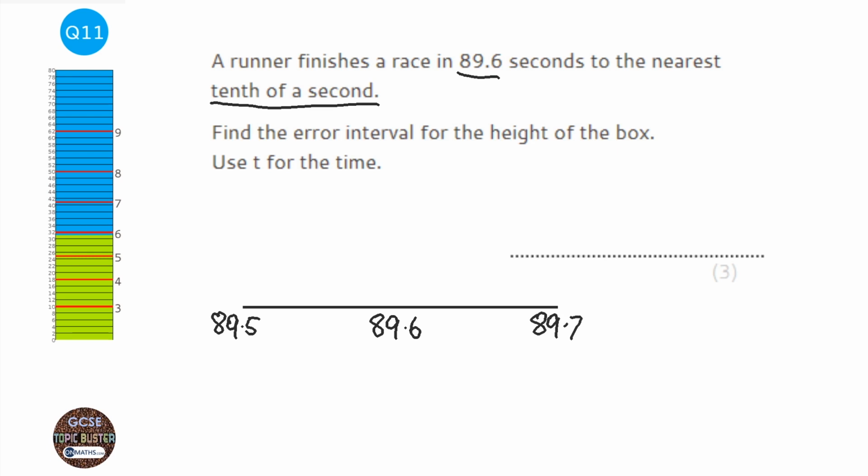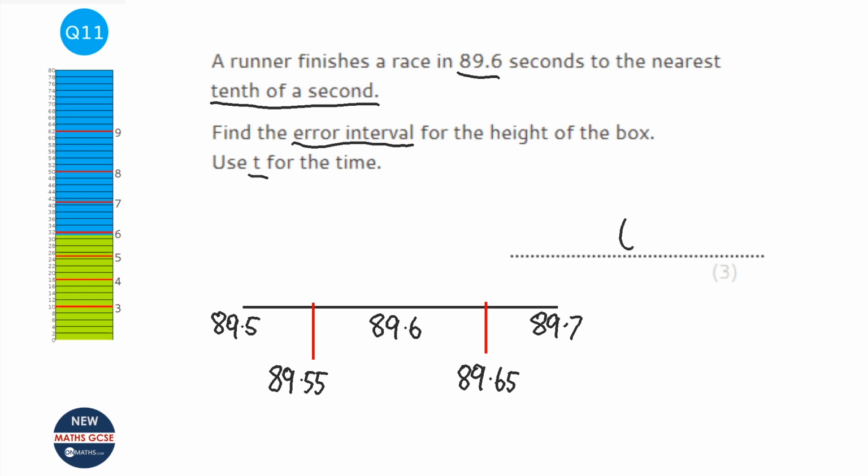Now to find the bounds, we just find the halfway points, and this left hand one will be the lower bound, the right hand one will be the upper bound. So that's going to be 89.55 and 89.65. Now it says it wants it as an error interval and use t for the time.